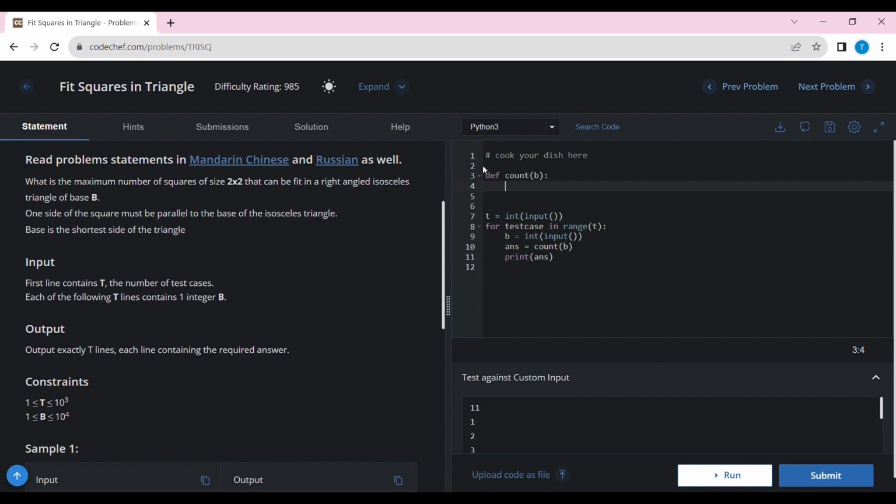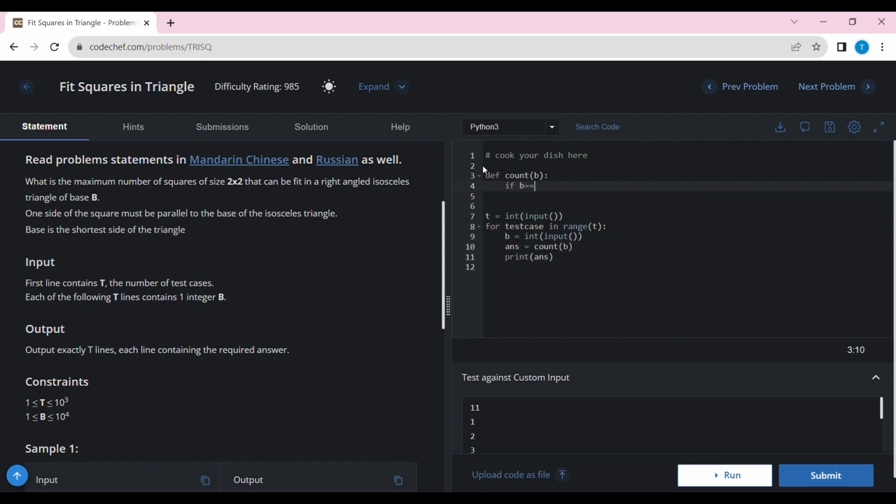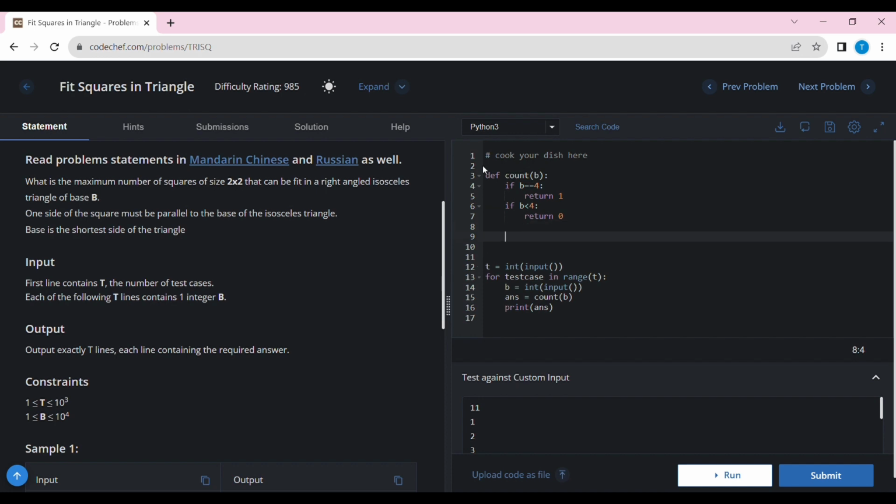The first thing that we need to worry about is our base cases, right? So as we discussed, if this base length b is equal to 4, then we return 1, because we know that we can barely fit one 2 cross 2 square in that right angle isosceles triangle. If b on the other hand is less than 4, then we can't fit any squares, so we just return 0. And that's all for our base cases.